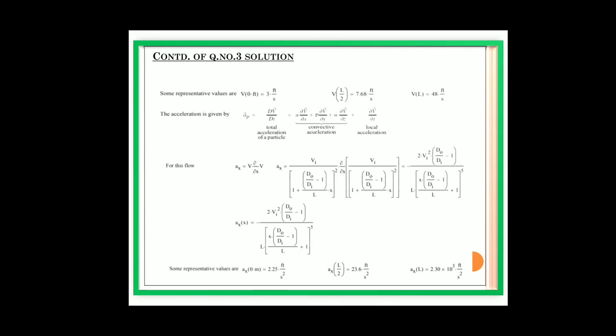Some representative values are ax, which is the acceleration in the direction of x, equal to 2.25 feet per second square. Ax at L by 2 equal to 23.6 feet per second square. Ax at x equal to L equal to 2.30 into 10 to the power 3 feet per second square, which is the required solution, and the acceleration of the particle which we need to solve in the direction of x.